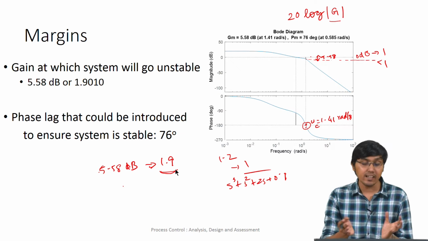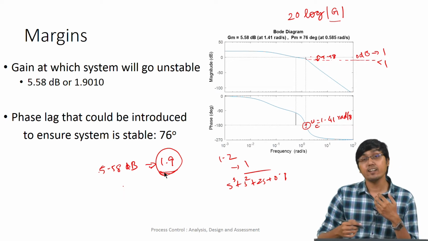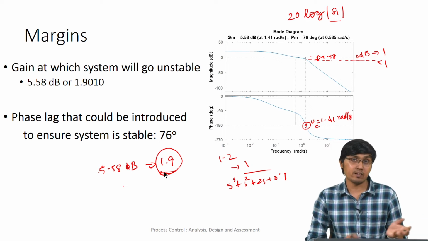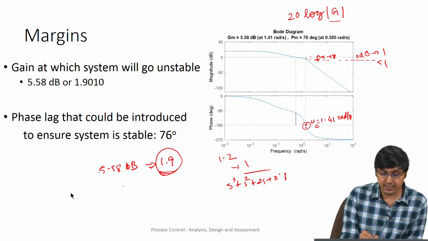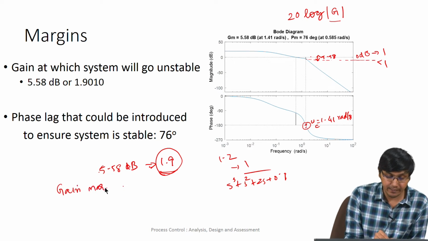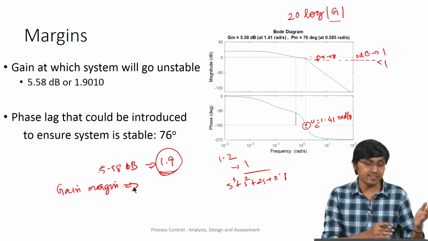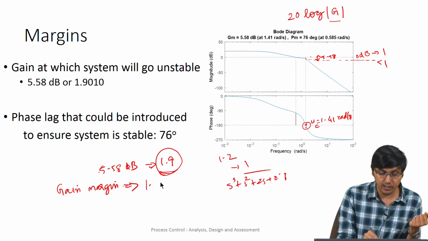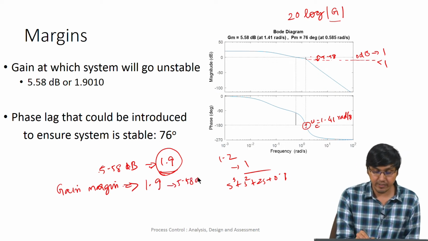So this is the bandwidth I have. For my system to go unstable, I can give a gain of 1.9; till I multiply by 1.9 times the gain, I am not going to go unstable. So this margin, this bandwidth, we call the gain margin. I have a stable system. How much gain can I multiply and still be stable? That maximum gain is what is called the gain margin. So it is nothing but 1.9, and in decibels it's nothing but 5.58 dB.